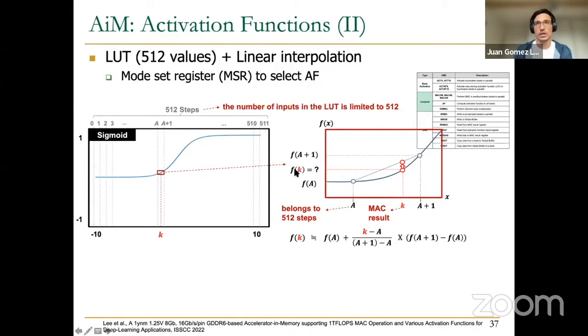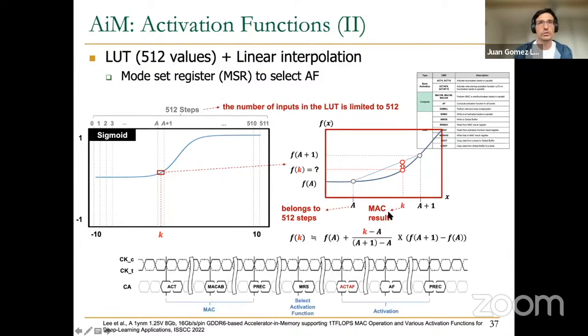For any specific value, this K is the output of the MAC circuit. With this K, we can go to the lookup table and read, let's say, the immediate smaller and immediate larger elements of the lookup table. And based on these 2, FA and FA plus 1, we can interpolate and obtain a more accurate activation function value for the MAC result.